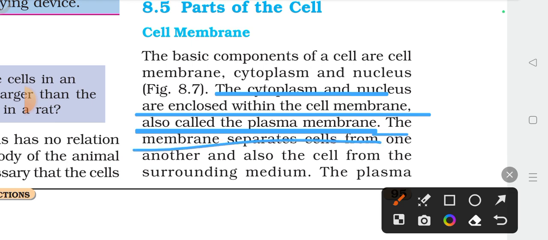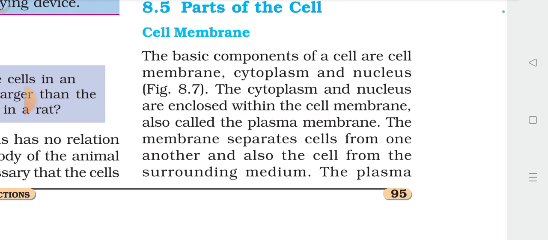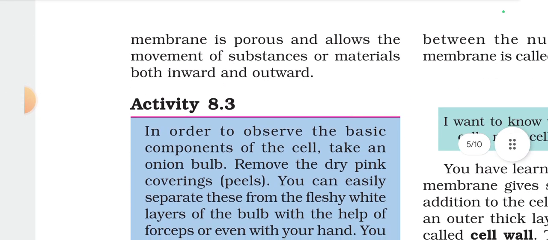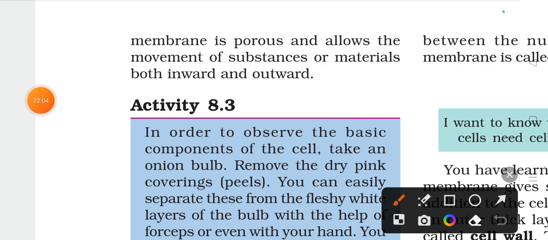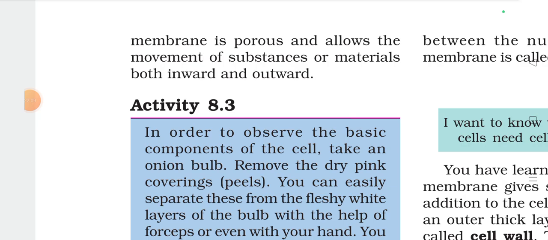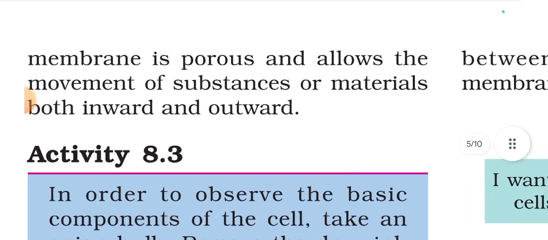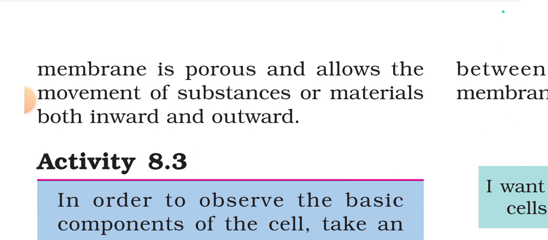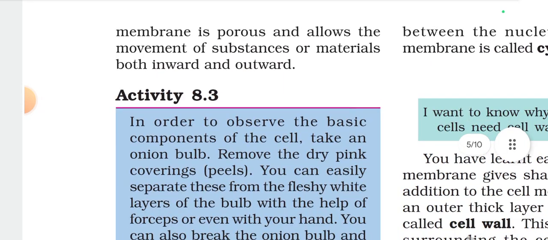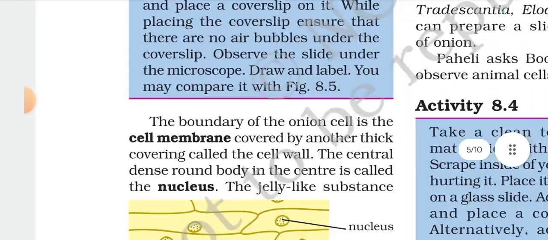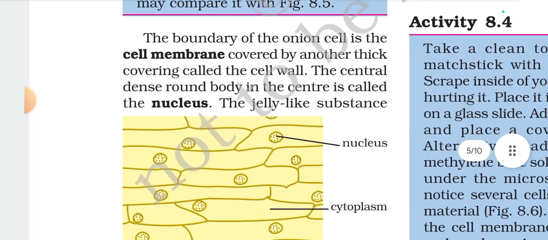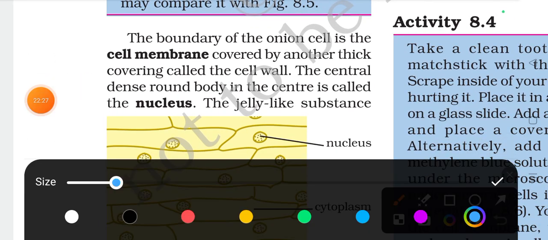The membrane separates the cell from one another, and also from the surrounding medium. The plasma membrane is porous and allows the movement of substances or materials both inward and outward. So thus they have given the information about the cell membrane. Okay. Next, in order to observe the basic components of a cell, take an onion bulb and do this activity. Now the next thing we are on.